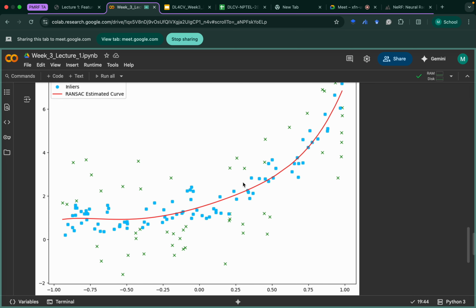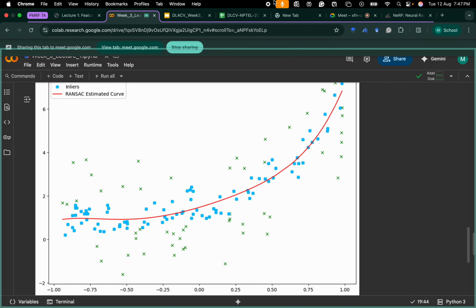I actually wanted to discuss the Hough transform also, but there's not so much time.